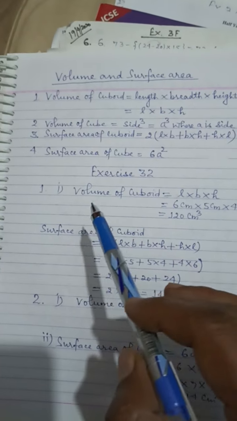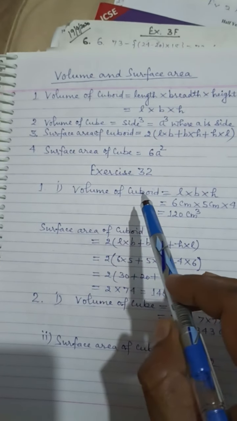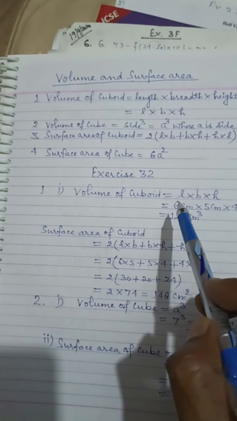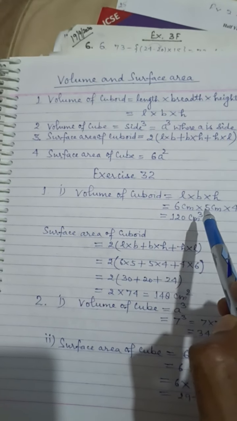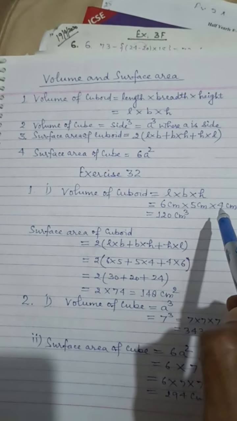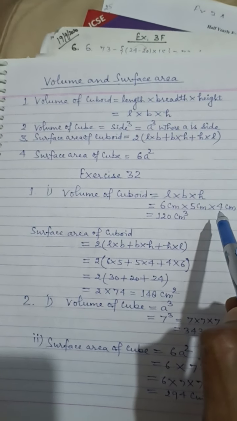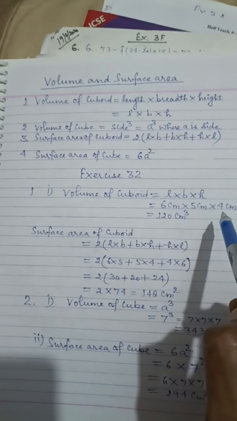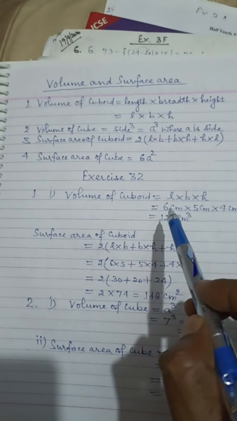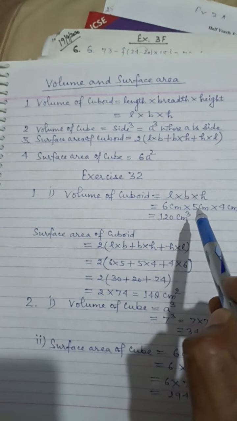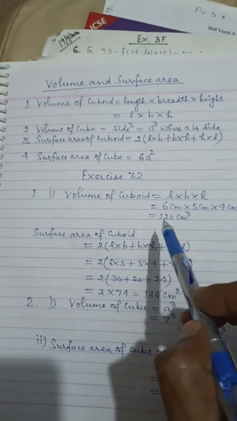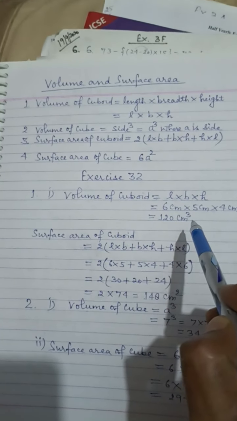So volume, you know the formula for volume. Volume of cuboid is equal to length into breadth into height. So length is 6 into breadth is 5 into height is 4. So 6 into 5 into 4. You can multiply: 6 fives are 30, 30 fours are 120. So 120 cube centimeter. This is the volume.